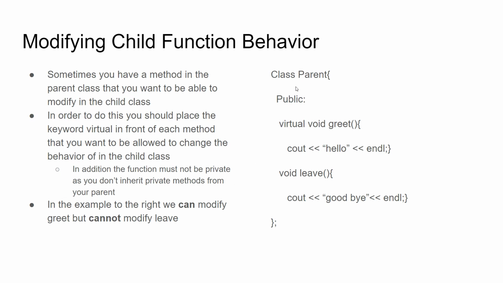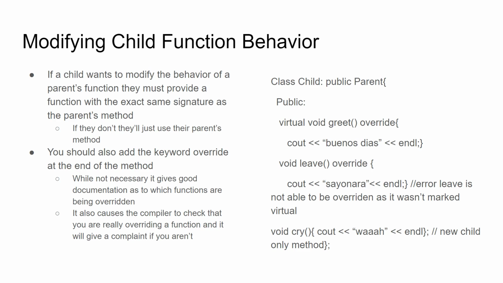So over here in the parent class, I have this virtual void greet, where they say hello. But notice void leave. That's goodbye. So I cannot change the child's behavior of how leave works, but I can change how greet works because it's marked virtual. Virtual gives your children that permission to override how that method works. This is why all of your destructors need to be marked virtual, because your children probably need to delete their stuff and then delete your stuff.